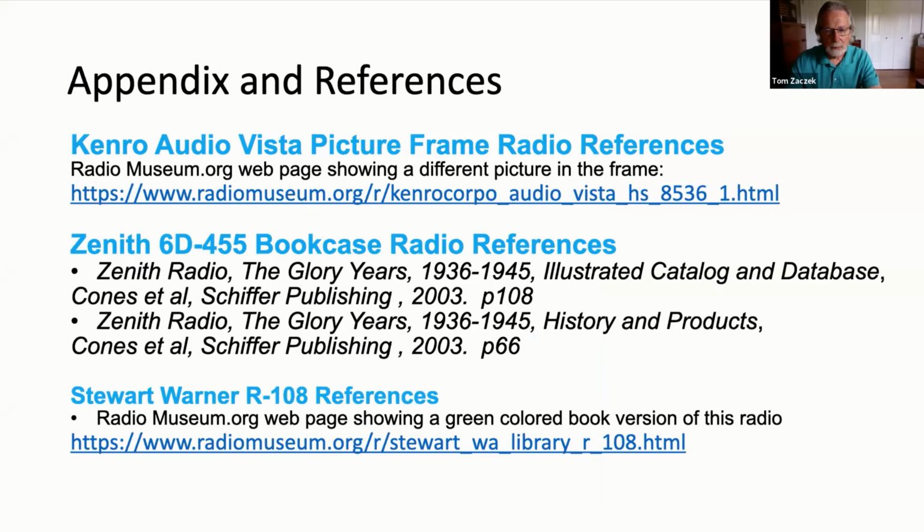Yeah, so I found a lot of really good information in these Zenith books that are referenced here. Highly recommend them if you collect Zenith radios. But yeah, these 2 books here I've got, if you ever come across them, are really valuable references for the Zenith radios of that era.